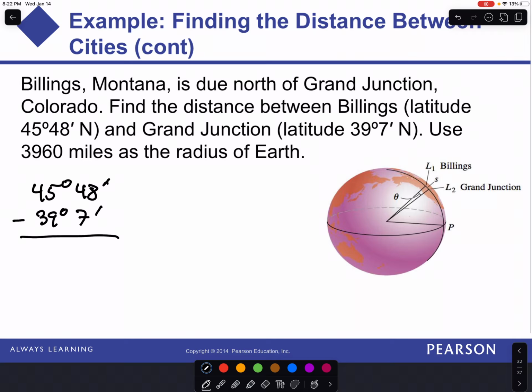I think we can do the 48 minus 7. We should be able to get 41 minutes there. And then, what is that? 6 degrees there. So 6 degrees and 41 minutes should be the distance from one city to the next as far as degrees. So now we're going to convert from degrees to radians.